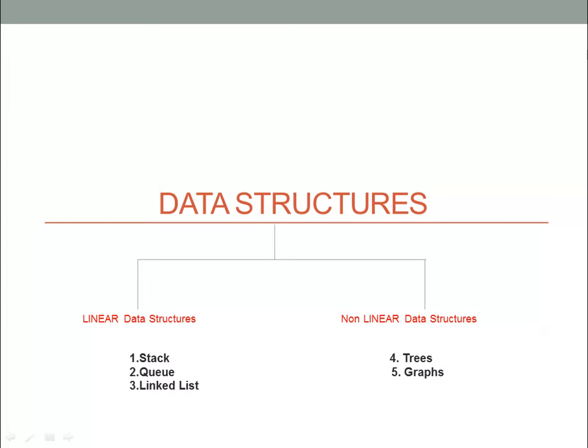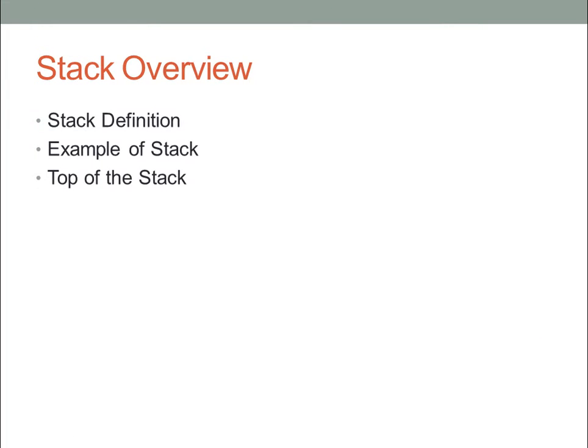the graphs are there. So basically in stack, queue and the linked list, elements will be stored in a linear fashion, whereas in trees and the graphs, data will be stored at a random position. So today we will start with the first data structure, that is a stack. So in this tutorial, first we will see the definition, how to define a stack, then we will see the example of a stack, and then the important concept, that is the top of the stack.